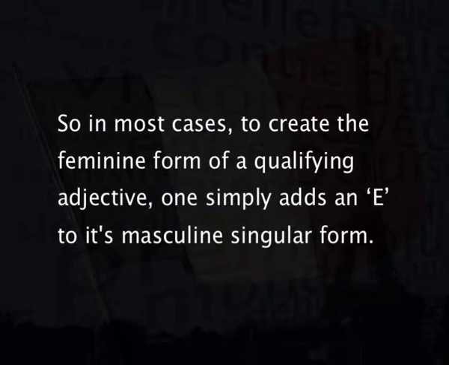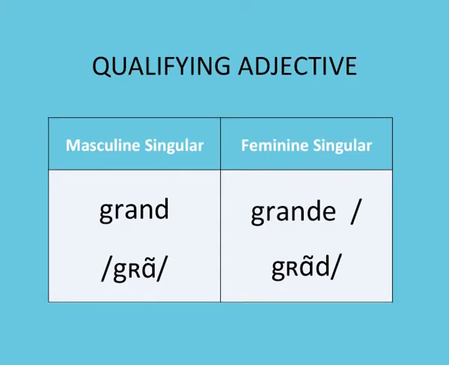In French, an adjective that is linked to a feminine noun must be feminine as well. So in most cases, to create the feminine form of a qualifying adjective, one simply adds an E to its masculine singular form. Let me recapitulate.